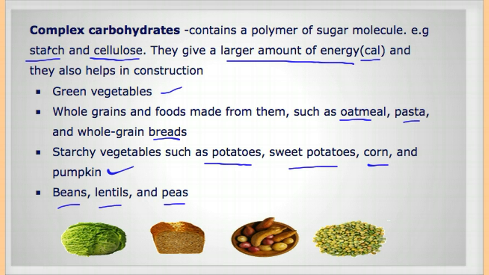All these foods are very complex carbohydrates, which means that it will take a longer time for your body to break them down. However, they give the largest amount of energy.